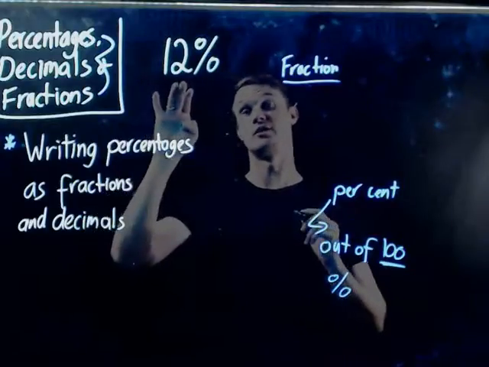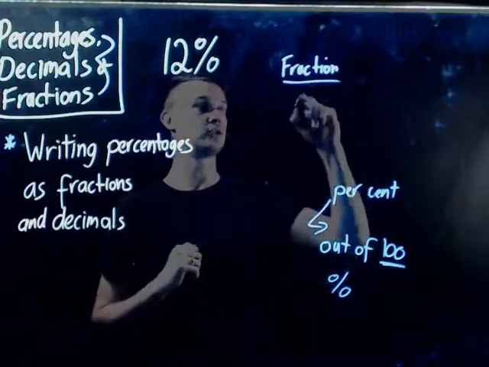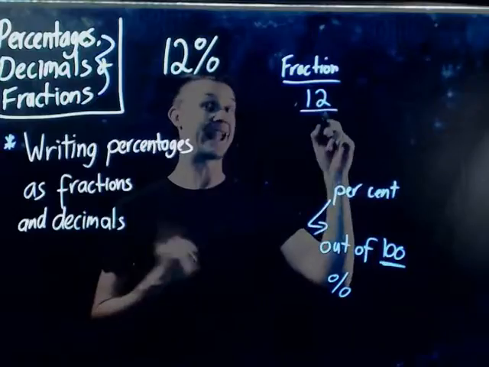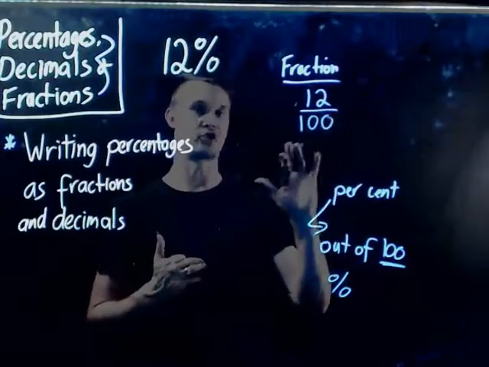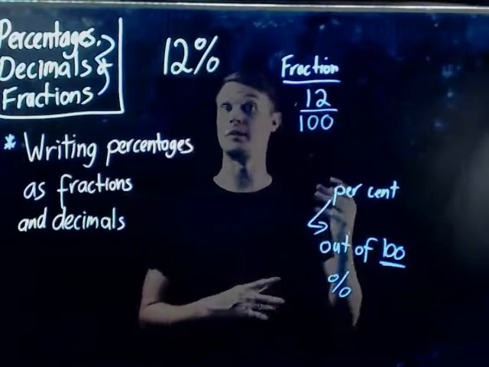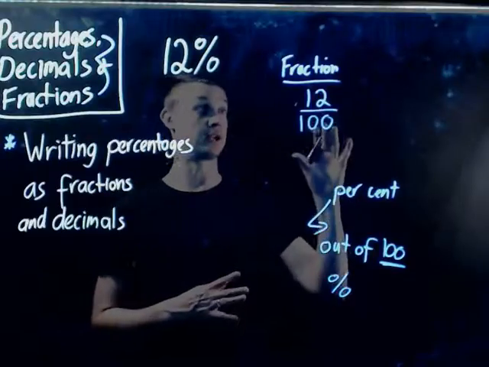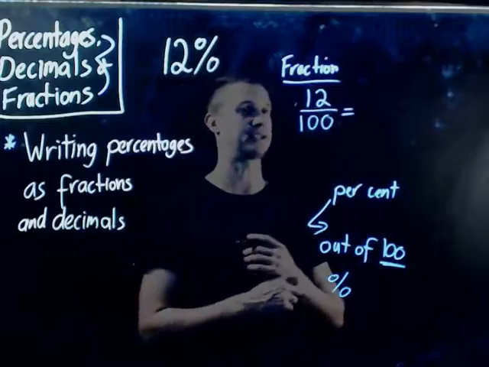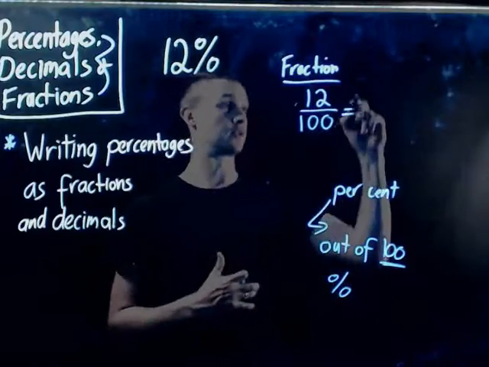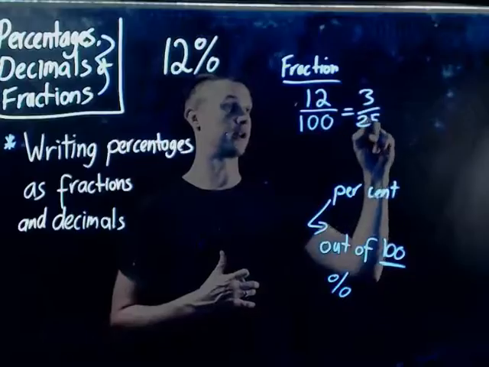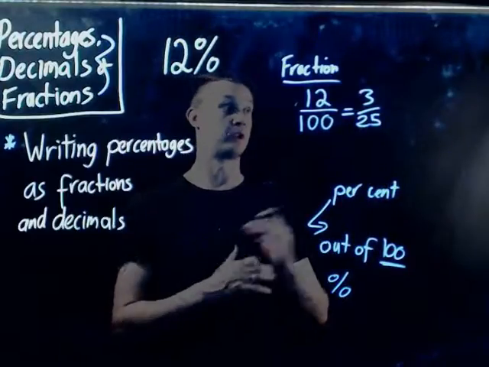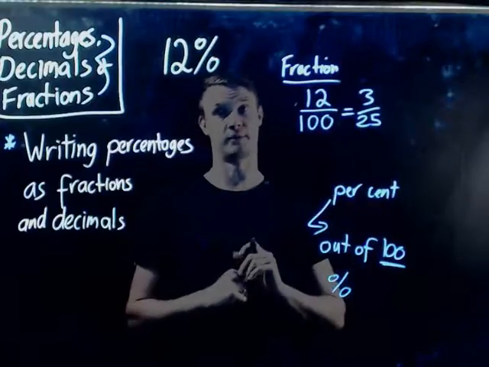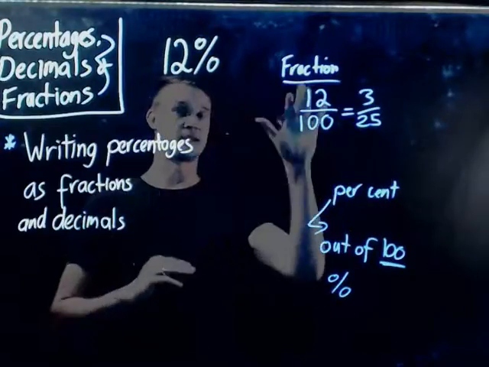So if we wanted to change 12% into a fraction, it would look like this. The 12 would go as the numerator, and then it would be out of 100. Now always remember that you need to simplify that. So if you go through that process, make sure you simplify down. I can see that the common factor here is 4. So when it's simplified, that will be 3 over 25. That basically means 12%, and that also means 12%. So that's how you write a percentage as a fraction.